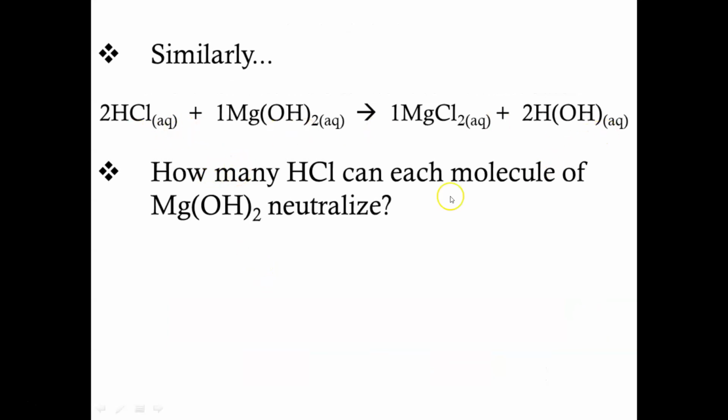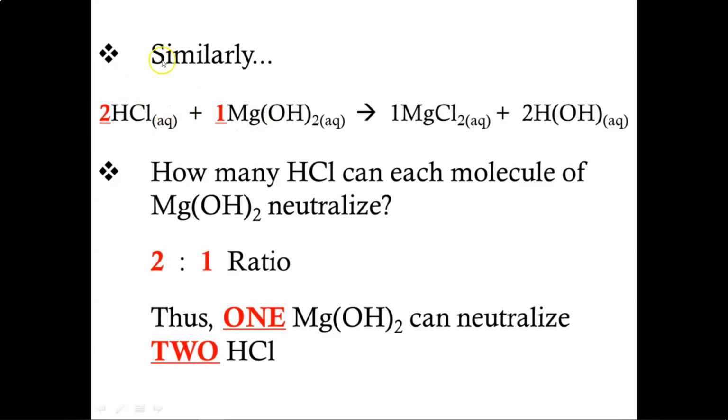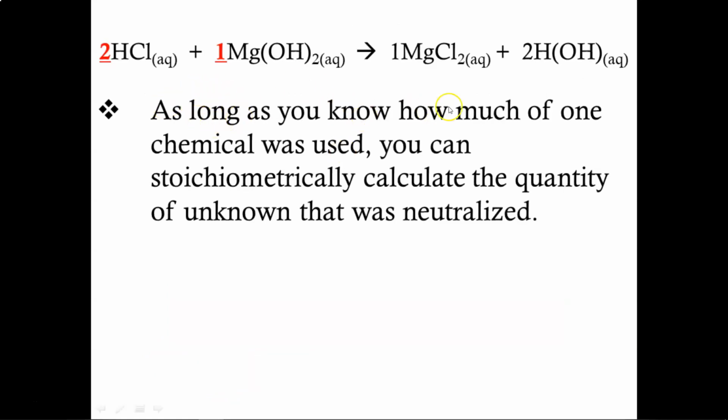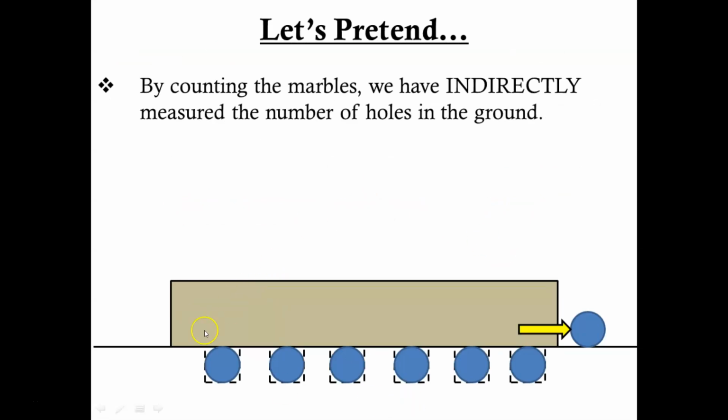Similarly, in this chemical reaction, I'm using hydrochloric acid to neutralize magnesium hydroxide base. So how many HCl can each molecule of magnesium hydroxide neutralize? For every 1 magnesium hydroxide, how many hydrochloric acids will it neutralize? Because it's a 1-to-2 ratio, 1 magnesium hydroxide can neutralize 2 hydrochloric acids. Remember, the ratio won't always be 1-to-1. Maybe in a different case, you require 3 marbles to fill up 1 hole, then it'd be a 3-to-1 ratio. But so long as you know how much of one chemical was used, you can stoichiometrically calculate the quantity of unknown that was neutralized.